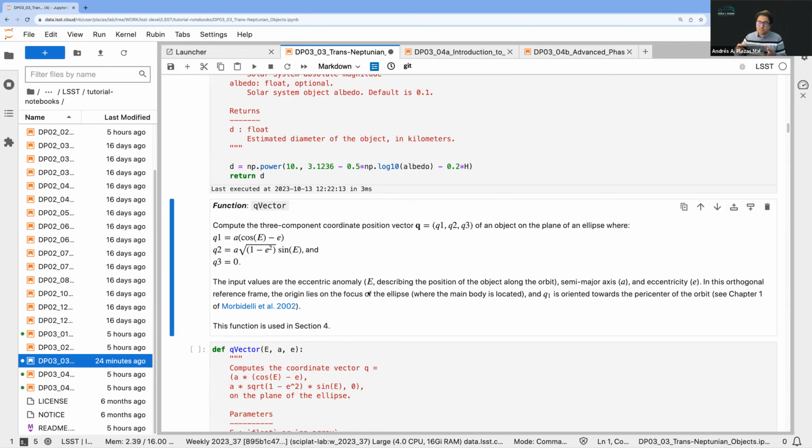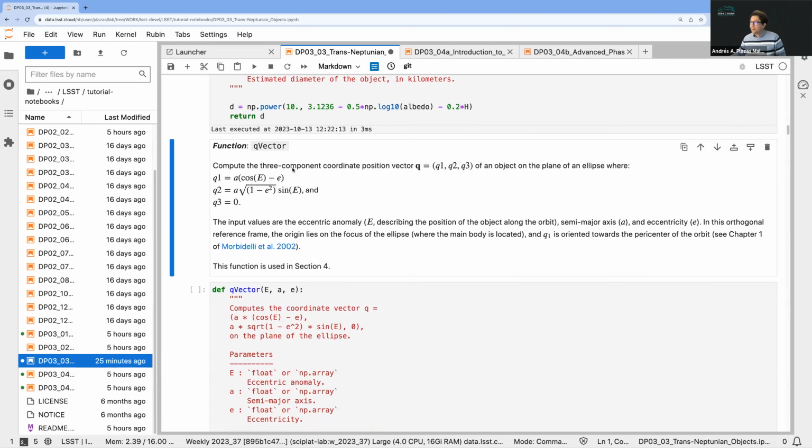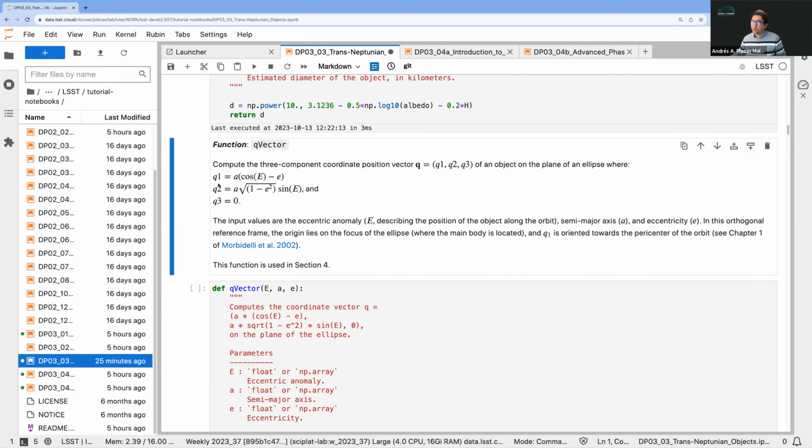Then we have other helper functions that are going to allow us to define the orbit, the ellipse of a TNO, as a function of the orbital parameters, the orbital elements. We have this Q vector, which is basically telling us about the shape of an ellipse. Actually, this is a two-dimensional shape, so the Q3 component is 0. But you have the definition of the two components of the shape of the ellipse in the frame of the ellipse as a function of what is called the eccentric anomaly, which describes the position of the object along the orbit, the eccentricity, and the semi-major axis. So these three orbital parameters. We have that helper function defined here, this Q vector.